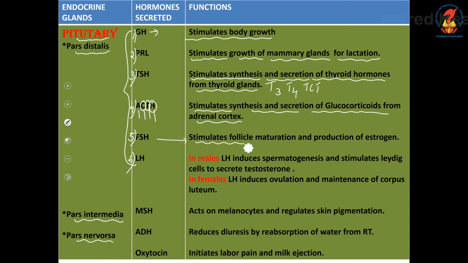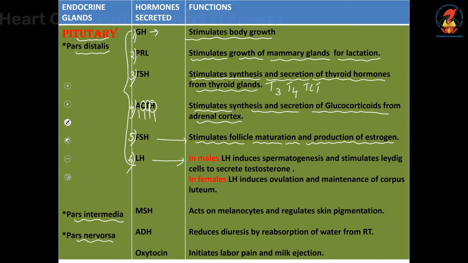FSH stimulates the follicles surrounding the ovaries and enables the production of estrogen. So, it stimulates follicular maturation and production of estrogen.